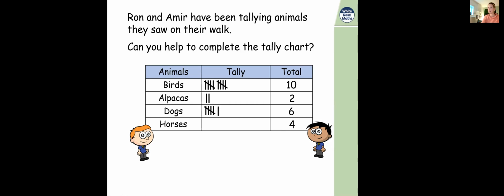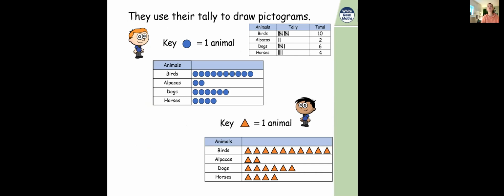And the same for the horses. Nothing has been put in for the tally for the horses, but we know they saw 4 horses in total. Get your finger out, wiggle it around, and do 4 tallies for the horses. Go. One, 2, 3, 4. Super.